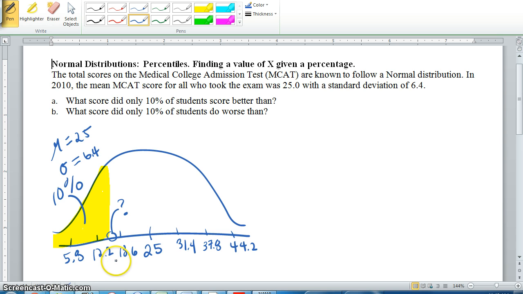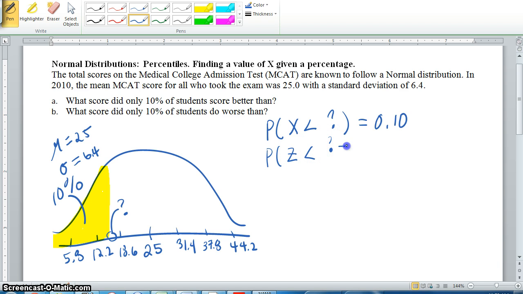Well, we can calculate this just like we did in the previous example. The first thing is that we want to find the probability that X is less than some mystery score, and this is equal to 0.10. Notice that I don't have to subtract from 1 or anything like that, because I'm already looking at the area that falls below the score I'm interested in. So I'm looking at the percentile. If I want to convert it to a z-score, z is less than my mystery score minus 25 all divided by 6.4 is equal to 0.10.